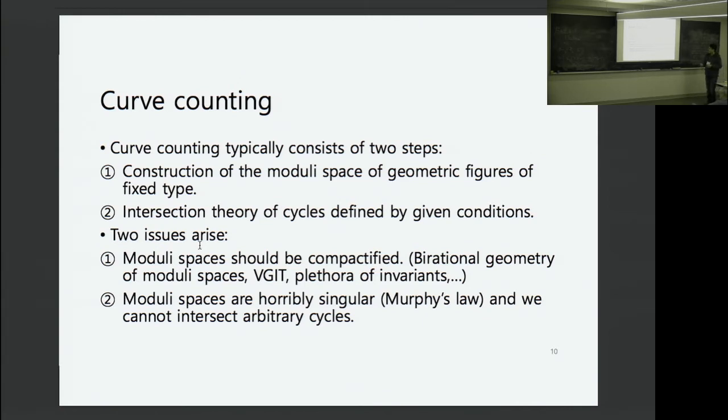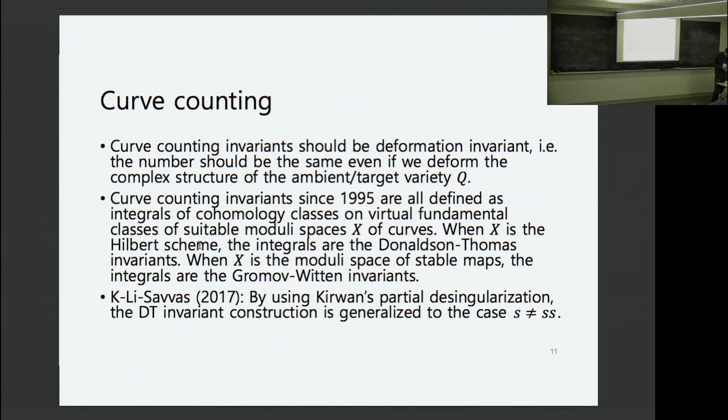The second issue is that the moduli spaces are usually very singular, Murphy's law holds. And so we cannot intersect arbitrary cycles. So we should have good cycles. Moreover, when we are discussing curve counting, we want our numbers to be invariant under deformation. We want to deform the target variety, the ambient variety, or we want to deform the conditions, and we want the number to be invariant. Classically, when you want to compute a curve counting invariant, one of the key techniques is deforming your constraints or ambient space to something simpler, and then we finish the computation. And for that matter, we need this deformation invariance.